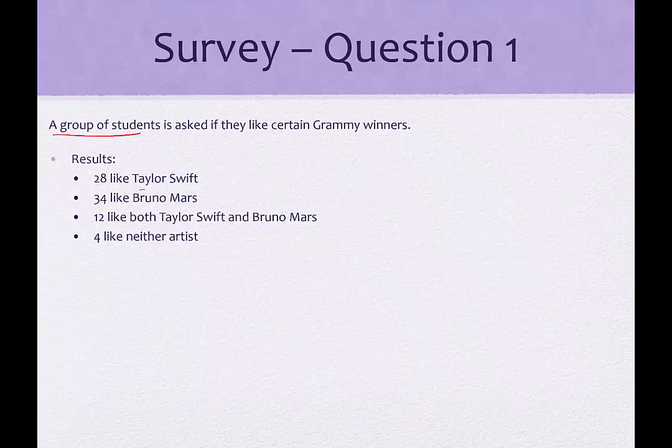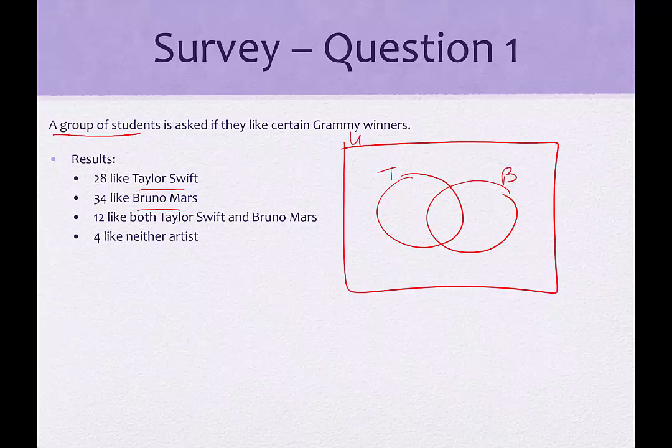And we have 1 set for Taylor Swift fans and 1 set for Bruno Mars fans. So we only need 2 sets, and we'll call this one T for Taylor and B for Bruno. And then we have our universe. Okay, we're going to actually go from the bottom to the top. So it says 4 like neither artist. Those 4 go in the universe, but not in any of the regions within the circles. 12 like both Taylor Swift and Bruno Mars, so this is our overlap, and this will go in that overlapping region, so we're going to put 12 right here.